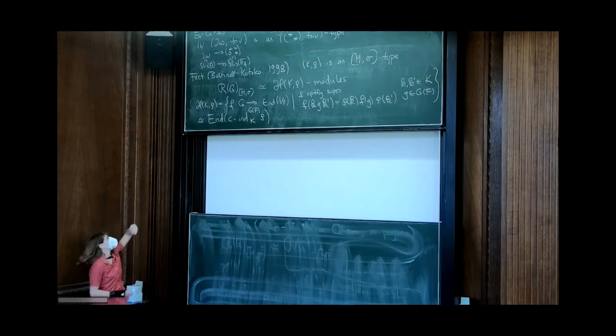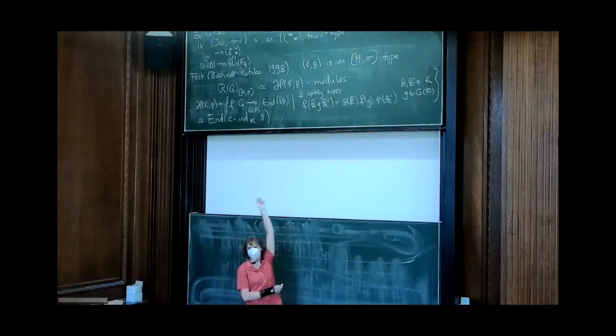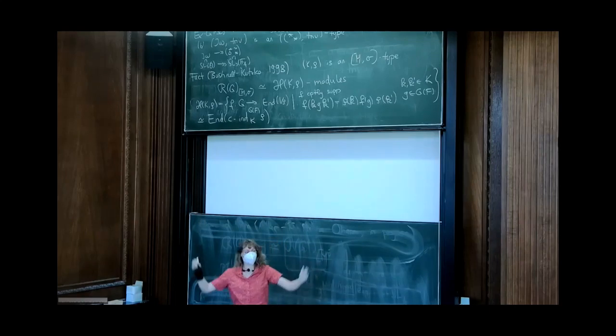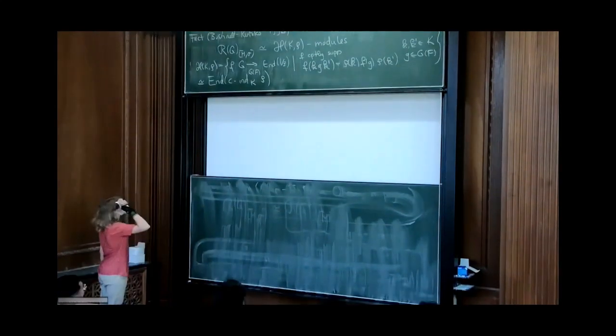So here are types. Where are we going? We have the Hecke algebra. We now see that the Bernstein block is equivalent to modules over the Hecke algebra. So, well, we need to understand the Hecke algebra. What is the Hecke algebra? That's the big question.